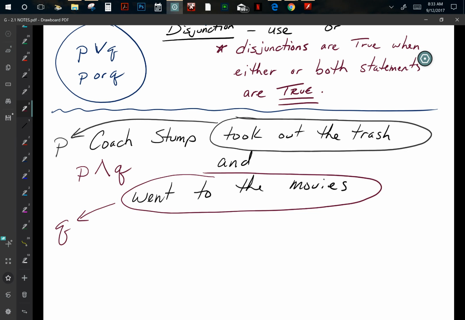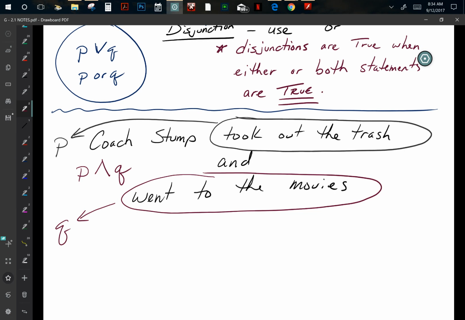However, if I took out the trash and then decided not to go to the movies, is this a true statement? No. See what I mean? Because only one of them happened. Or let's say I went to the movies, but I didn't take out the trash. Is the combination of those two true? No, it's not. Does that make sense? If you use and, then you have to do both. Both have to have happened for the whole thing to be true. With compound statements, we'll talk about each piece separately to determine what the whole thing is.